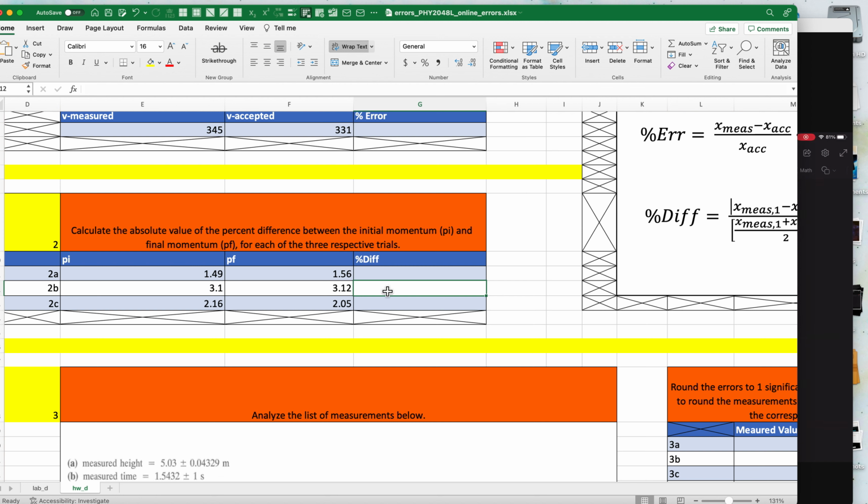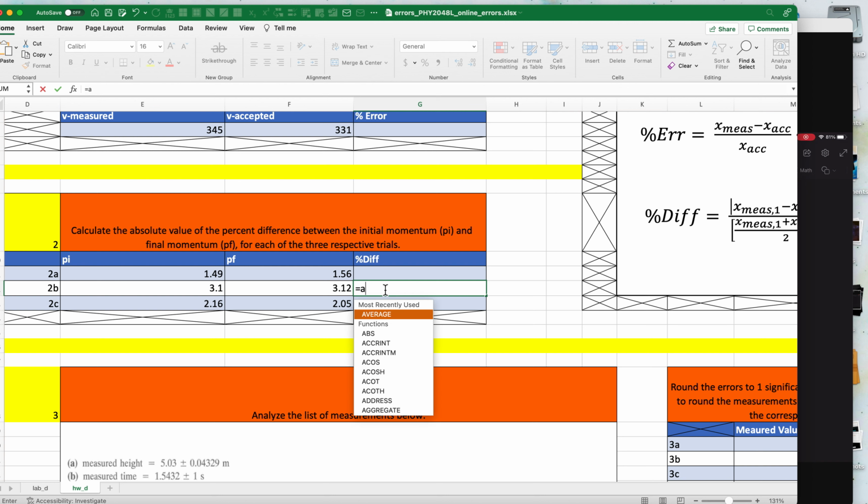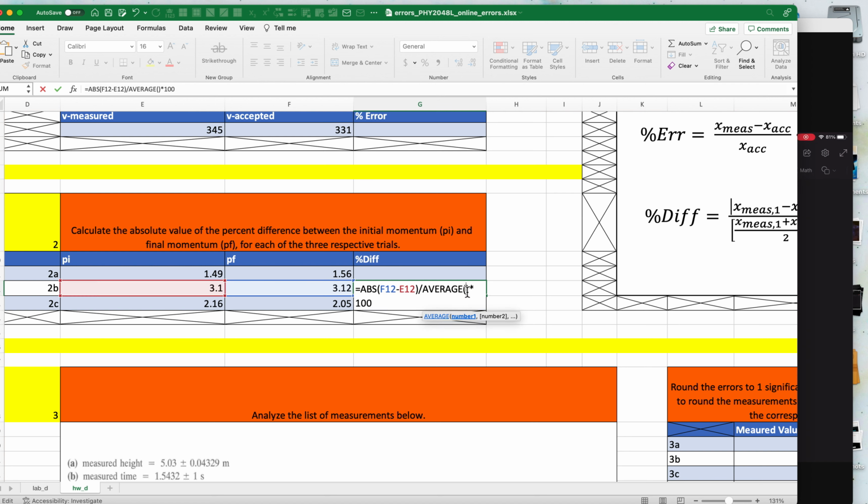To calculate the percent difference, it's going to be the absolute value, ABS, of something divided by the average of something, so type AVE, and then times 100. And we want the absolute value of these two numbers, 3.12 minus 3.1, and also we want the average of those same two numbers, so you can just click on it, and I guess here you can just drag it across.